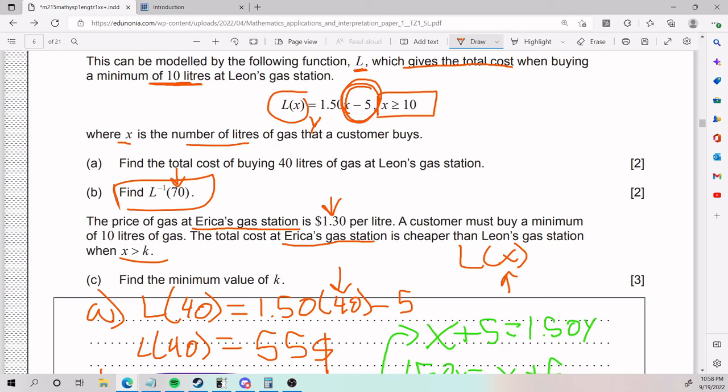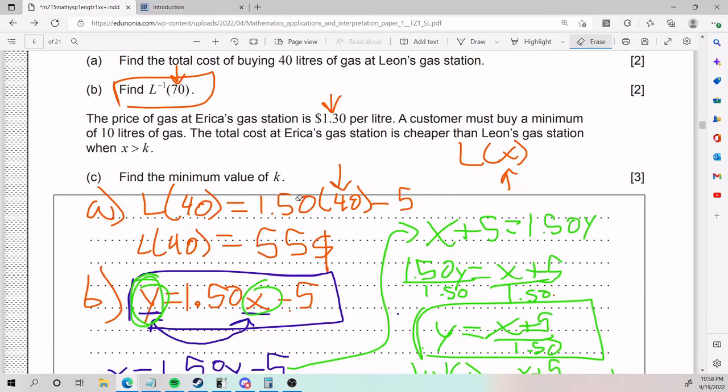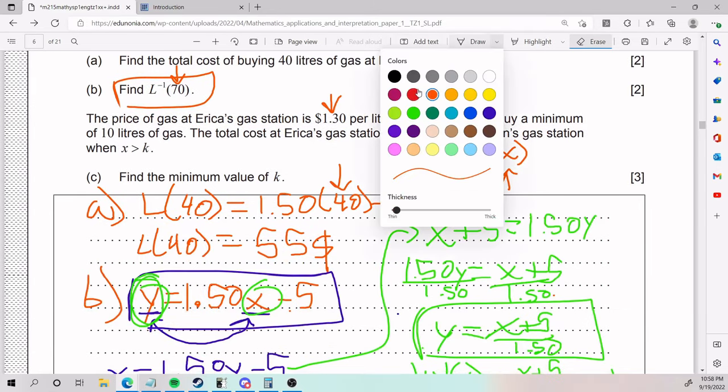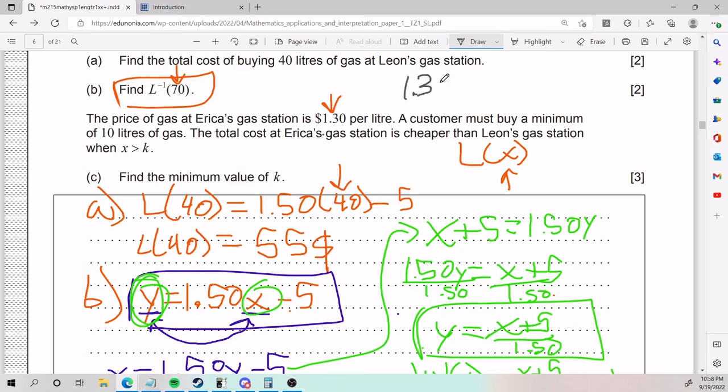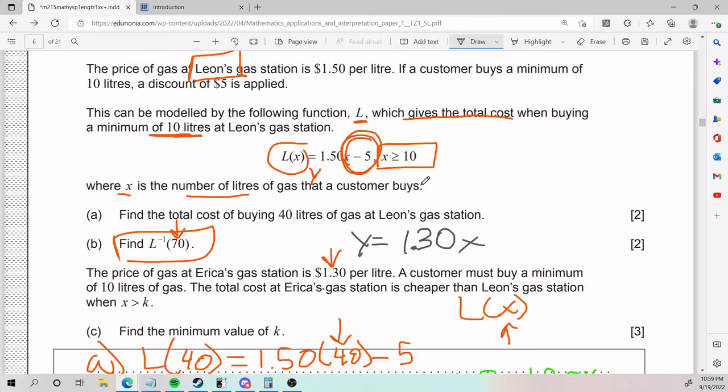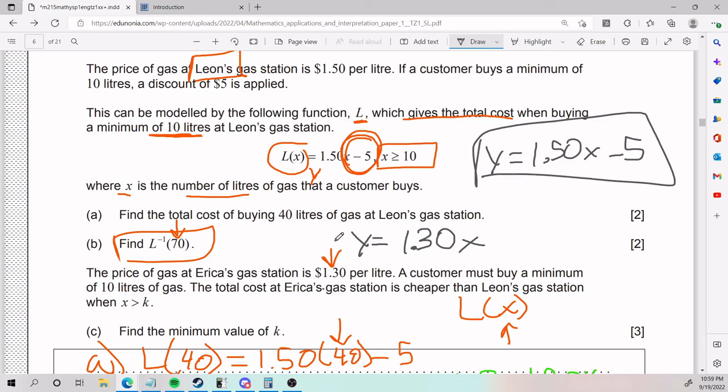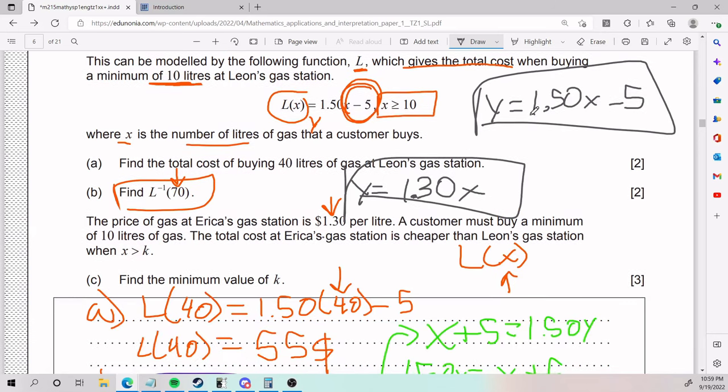That is kind of like what's going on. See? And so the way that you set it up is like this. ¿Cierto? Erica's gas station charges 1.30 per liter, ¿cierto? But it has no discount. So you can put a plus zero here or whatever. It has no discount. So you kind of have a y equals 1.30x. What did we have for Leonidas? For Leonidas, we had that y was 1.50x minus 5, ¿cierto? Now it looks like something we can work with, ¿cierto?